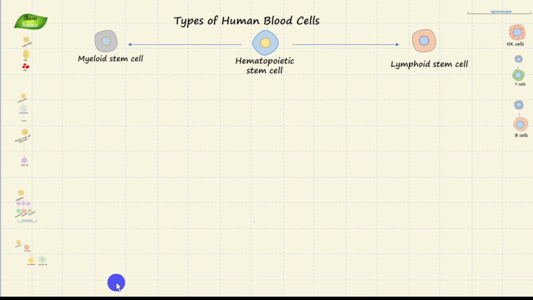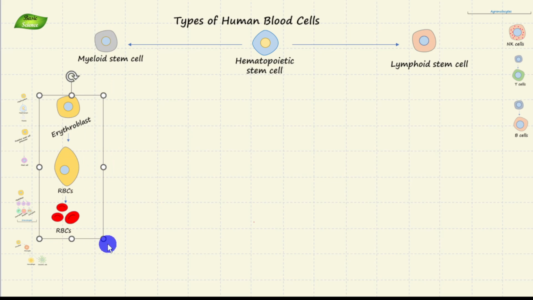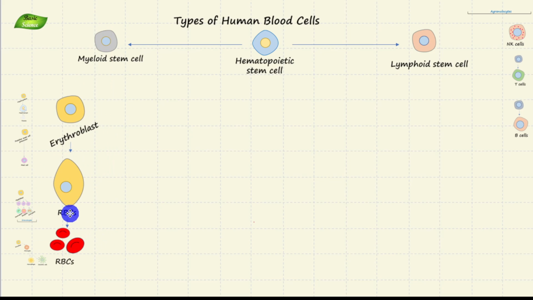The first one is the erythrocytes. So let's take the first cell type, which is erythrocyte, and I'll just put it over here. What is happening? As you can clearly see, there is the development stage from myeloid stem cell to the formation of RBCs. Before that, let's talk about myeloid stem cells.